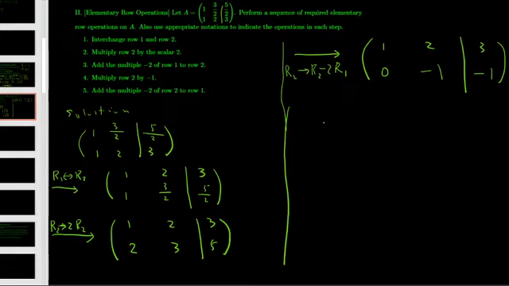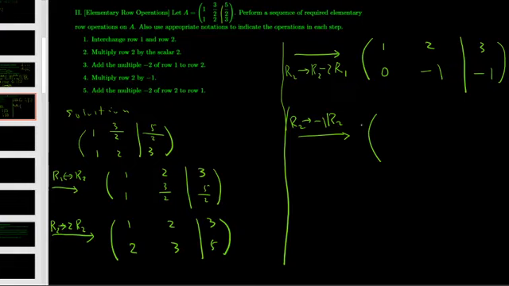So we are done with question 3. And then for question 4, we multiply row 2 by -1. So this one is easy. Multiply row 2 by -1, and row 2 becomes that. Row 1 is not changed.